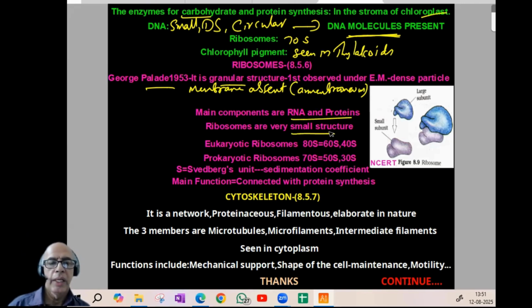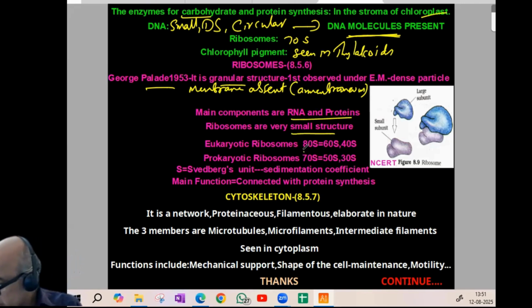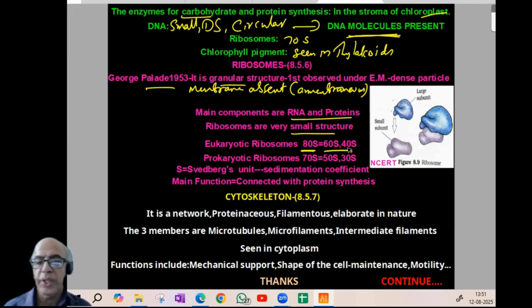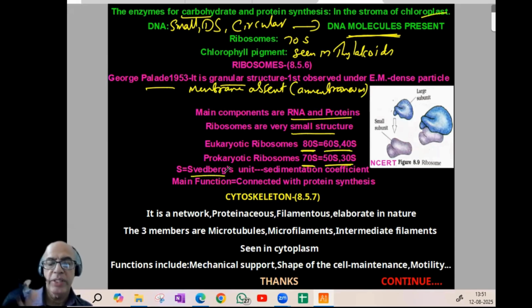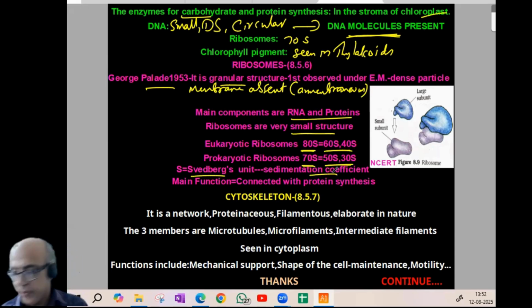One of the smallest. And the eukaryotic ribosome is 80S. Components 60S plus 40S. The diagram you can observe there. Prokaryotic ribosome, 70S. That is 50S and 30S. And what does that S stand for? S stands for Svedberg's unit, which is equivalent to the sedimentation coefficient. Main function is connected with protein synthesis, the factory of proteins.